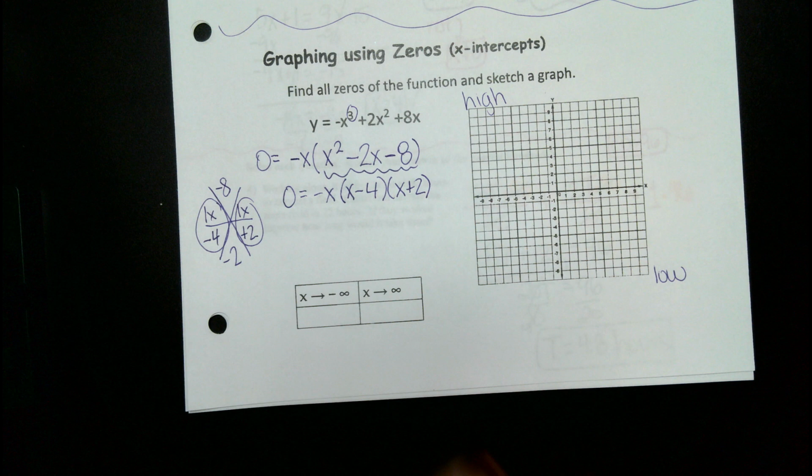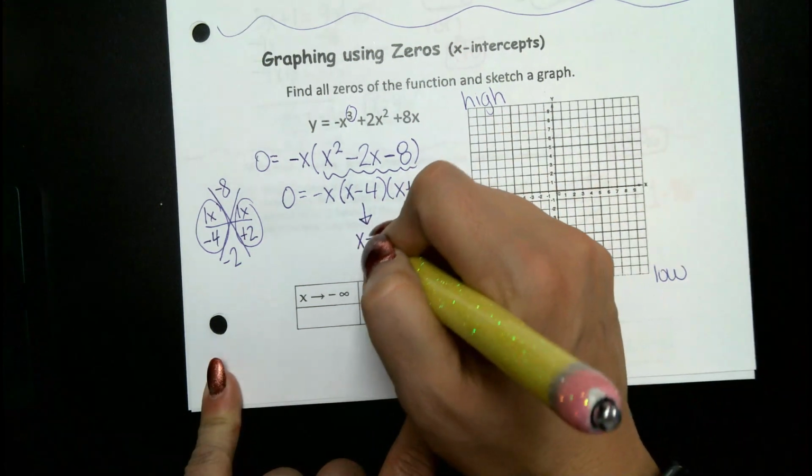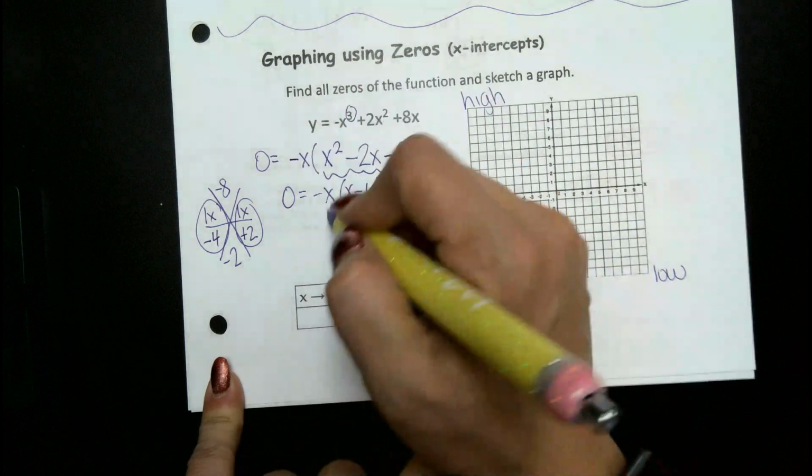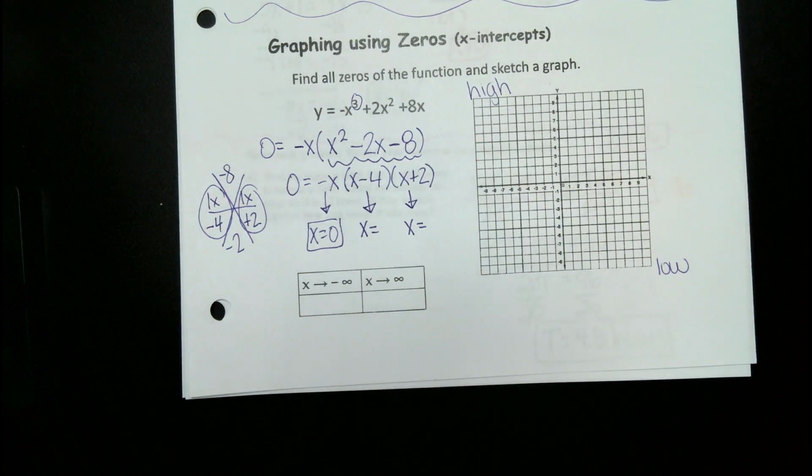We've got these two, and anytime, whether this is positive x, negative x, 2x, 3x, negative 4x, that one is always going to equal 0. Anytime you have some, what's this one going to equal? Positive 4, and then this one here, negative 2.